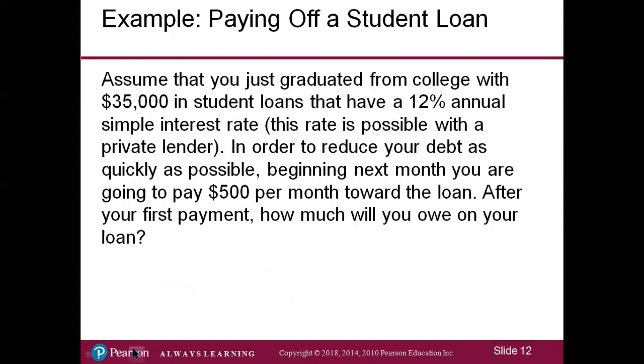Assume that you just graduated from college, woohoo, with $35,000 in school loans, that you have a 12% annual simple interest rate. This rate is possible with a private lender. In order to reduce your debt as quickly as possible, beginning next month, you're going to pay $500 per month toward the loan. After your first payment, how much will you owe on your loan?